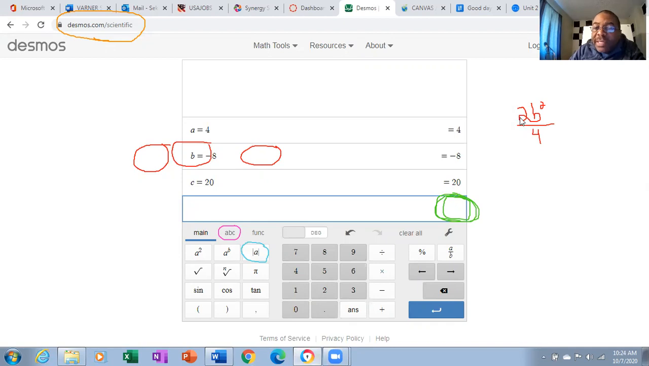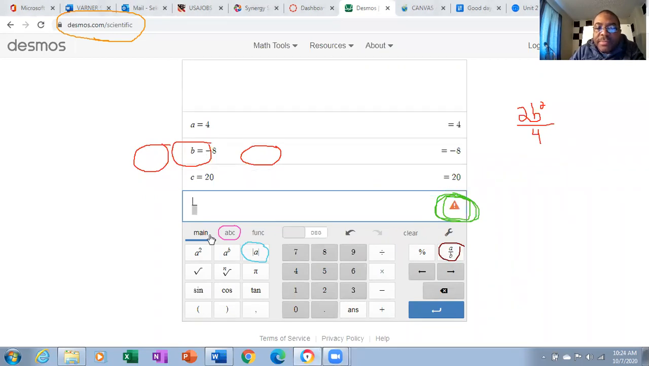All right. So our problem is now 2 times b squared divided by 4. So what I'm going to do is hit the fraction button first. Here's the fraction button. You see it has a over b, or numerator over denominator. Good. So I'm going to hit the fraction button to create a fraction.